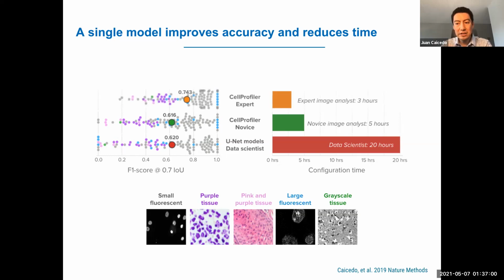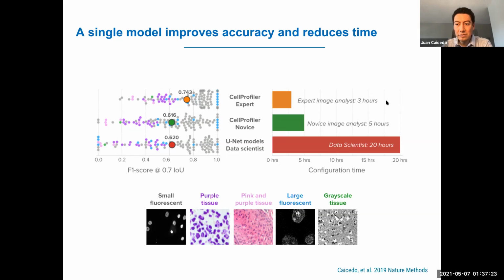If you ask an expert image analyst, they can optimize the parameters of segmentation algorithms much better because they have experience on what parameters help me get the segmentations right. And they can get up to 74 percent accuracy, which is interesting, in even less time. So having experience definitely helps.